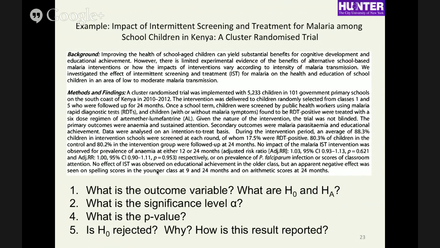So let's just take one of them, the arithmetic scores at 24 months. What are H0 and HA here? First in words. Yep.